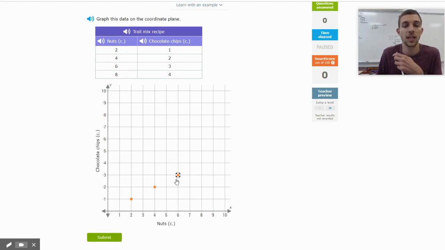You should be noticing that this is making a pattern: over 2, up 1, over 2, up 1, over 2, up 1. And that pattern is the simplest version, or the simplified version, of this equivalent ratio.